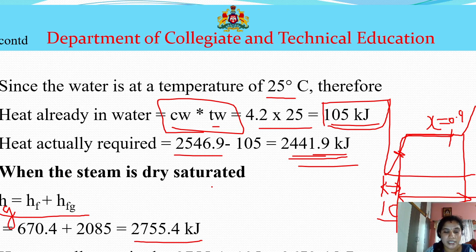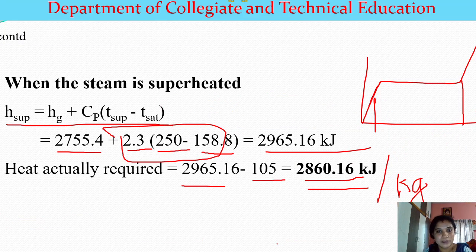And for the dry saturated steam, again I'll calculate the Hg and subtract the value from 105, and this is the actual enthalpy or actual heat required. And for the third condition, I'll substitute the value for H superheated, and I'll repeat the same procedure, and this will be the answer we get. I hope you have understood the concept.